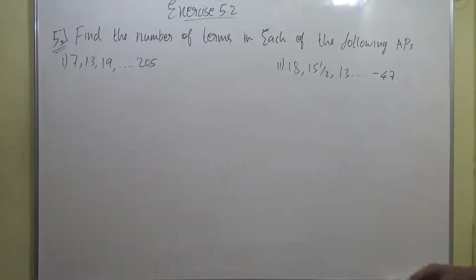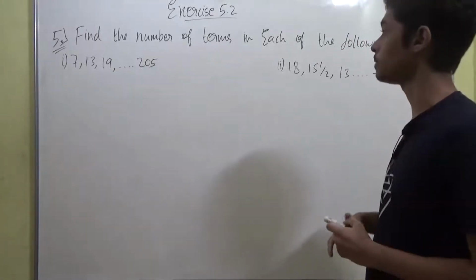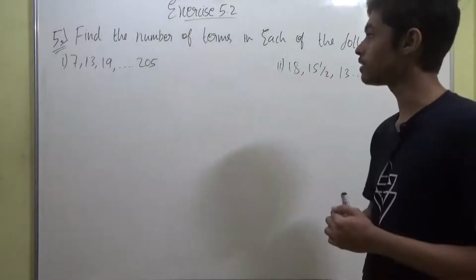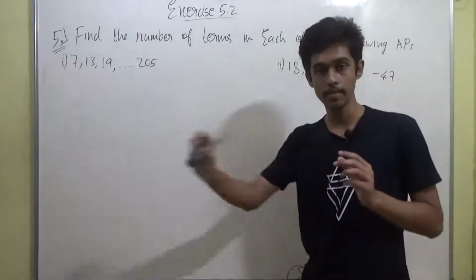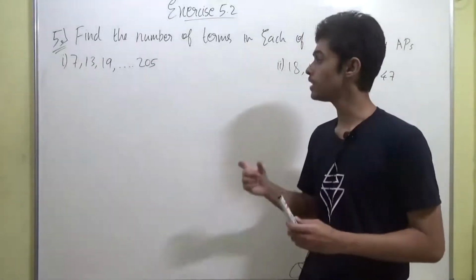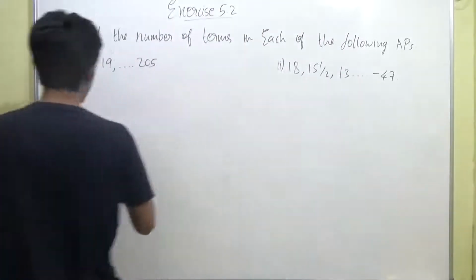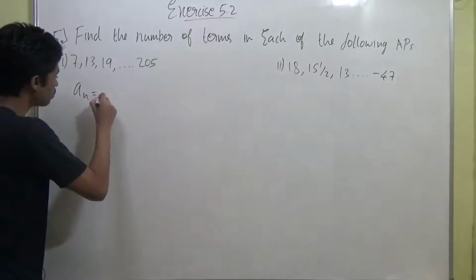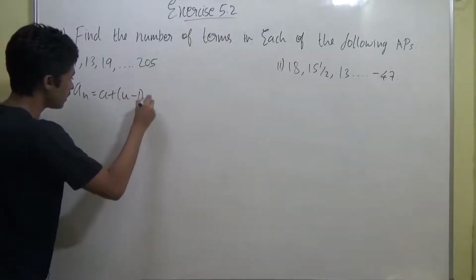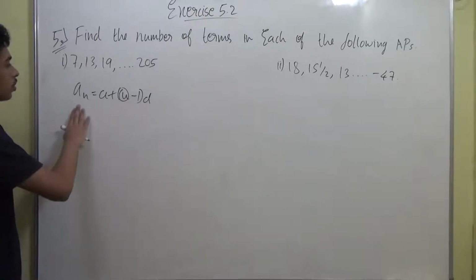Okay, guys, now let's go to question number 5, which says find the number of terms in each of the following APs. Okay, guys, these two are the APs which they have given. We have to find how many terms are there in the entire AP, right? For that we have to find the value of n, right? an equal to a plus n minus 1 into d. That n we have to find for both these sub questions. We have a, we have d, and we also have a of n.